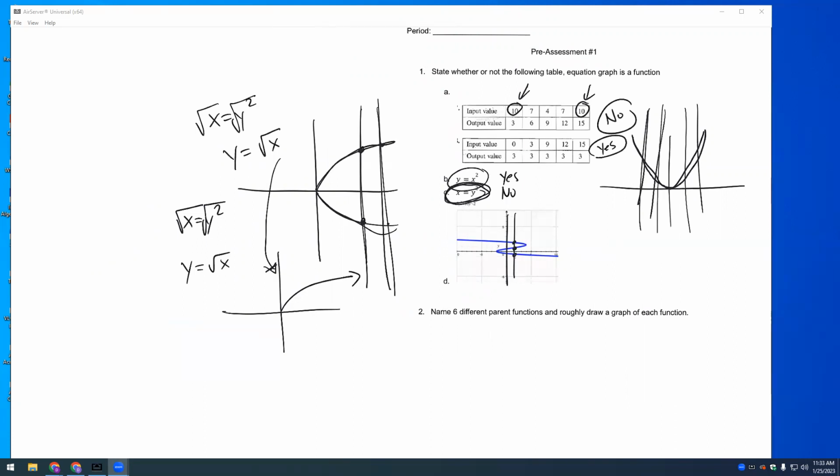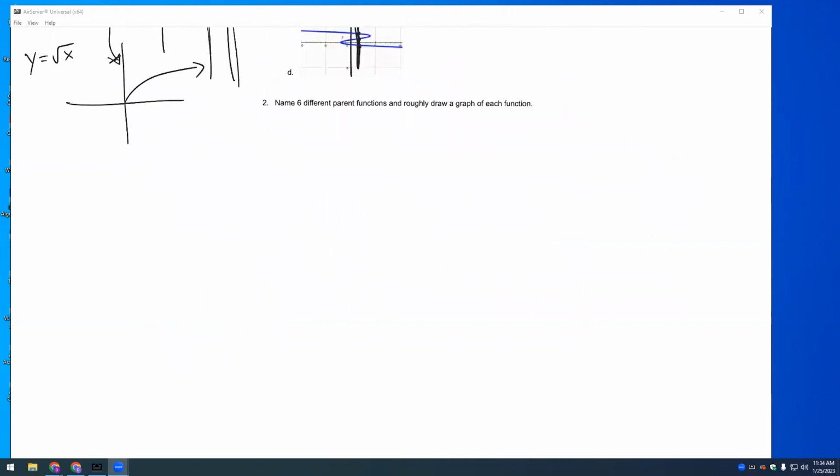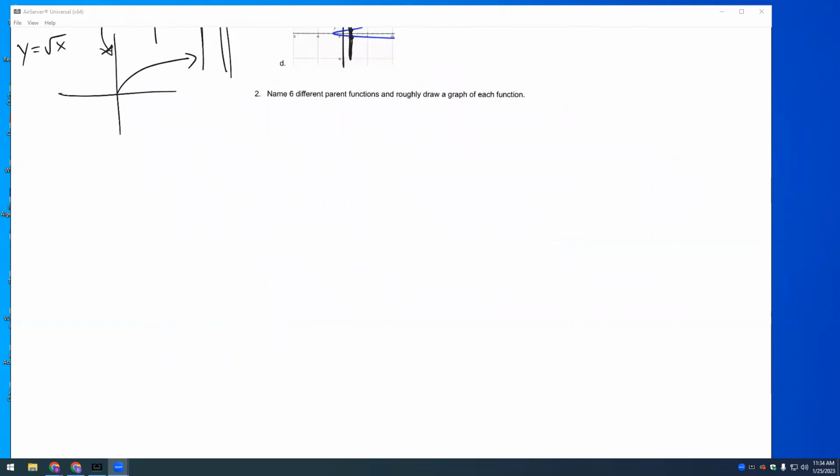Okay, letter D, notice that vertical line test, it hits the graph 3 times. Remember, if the vertical line hits the graph twice, it is not a function. Okay, number 2. All right, name 6 different parent functions and roughly draw each function.